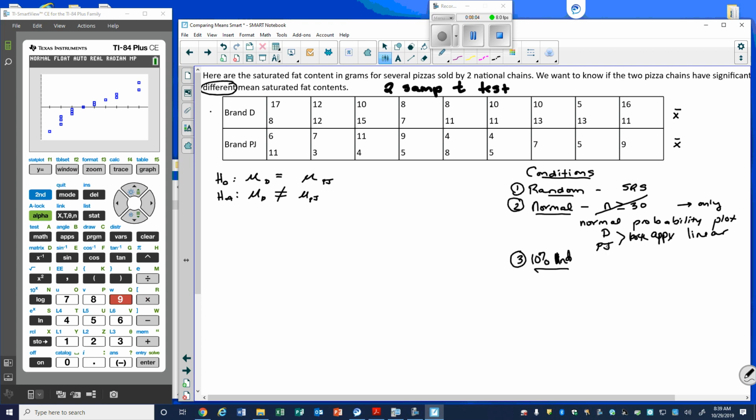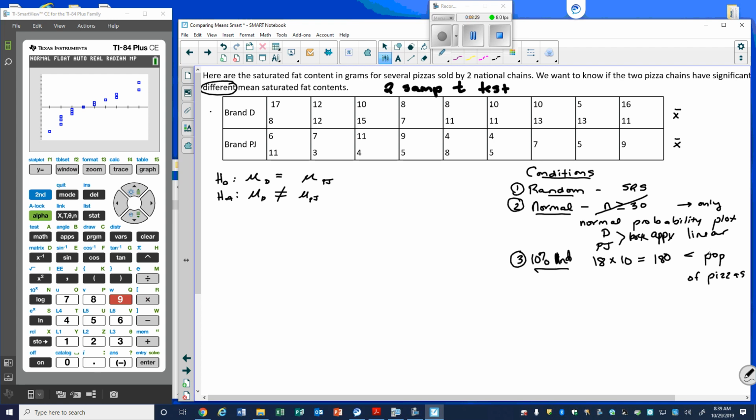I'm going to use my largest sample size here. So 2, 4, 6, 8, 10, 12, 14, 16, 18. If my largest sample size was 18 and I multiply that by 10, that's 180, and that has to be less than the population of all pizzas that I could look at. And I certainly feel like I have more than 180 pizzas that I could choose from.